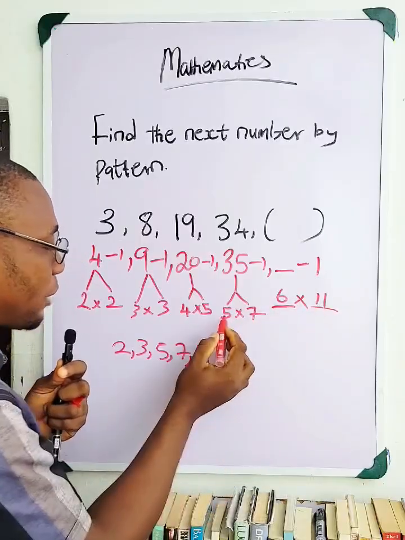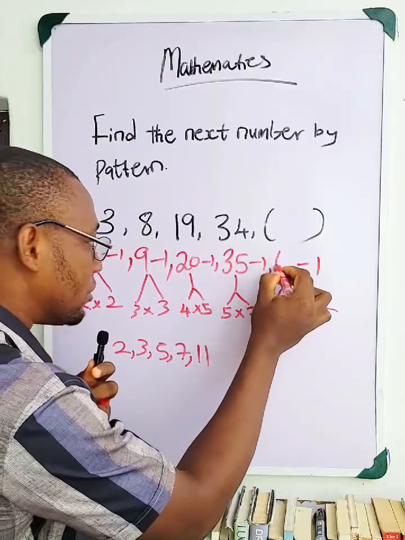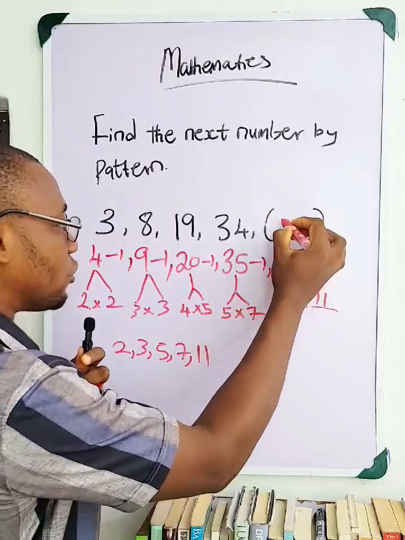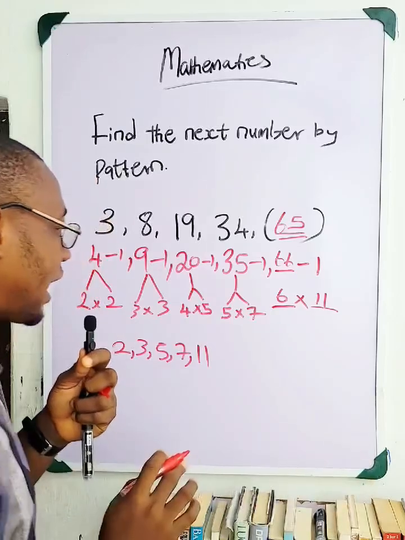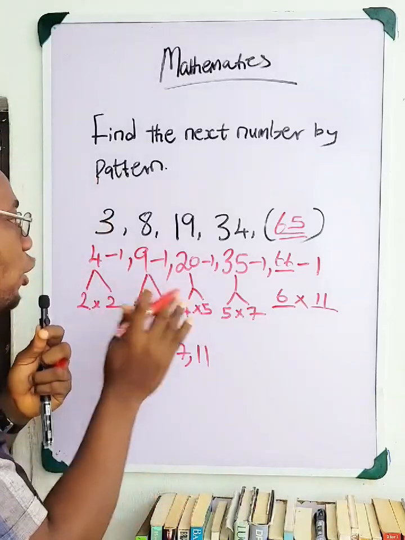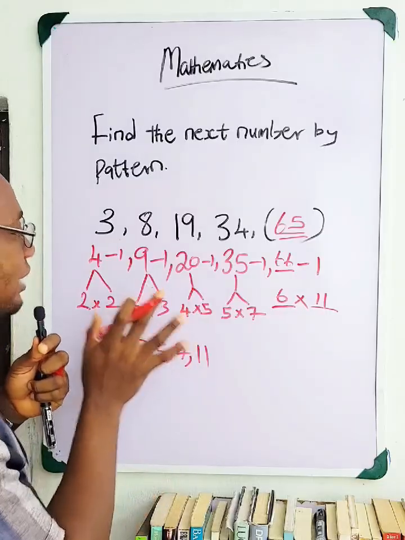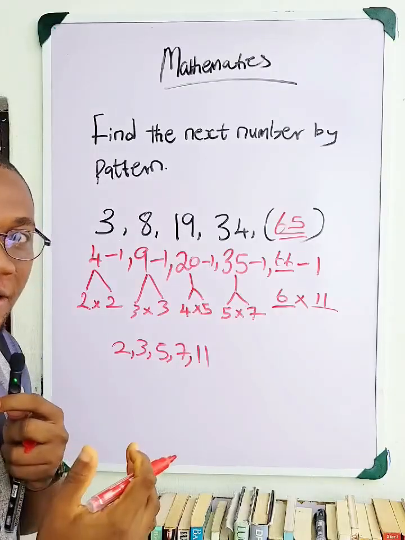Now, we now have 11 times 6, just like we have 5 times 7, 35. 11 times 6 gives you what? 66. 66 minus 1 gives us what? 65. 65 is the next number. Very simple. You don't need to waste your time. But it's always good to think of what to do smartly as a mathematics student. How to get the next number by applying a lot of logic in mathematics.